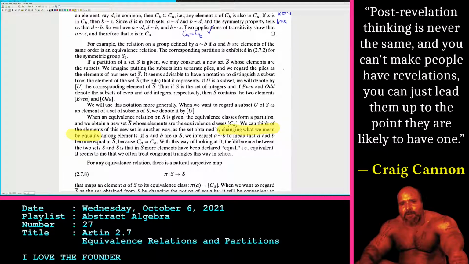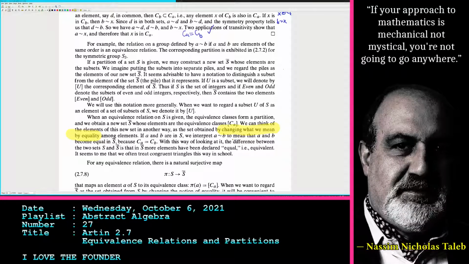90% of the difference between any two fields of math is their definition of equals. That should be one of the block quotes in the slideshow, and if it's not, I'm going to add it next time. And more deeply, most of mathematics comes from changing the definition of equals and seeing what happens.